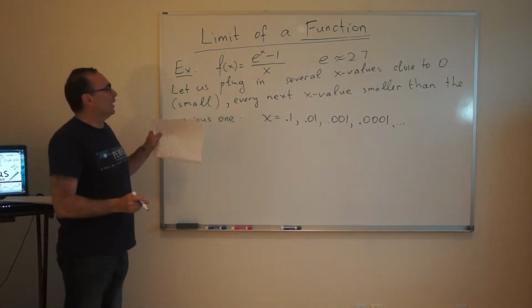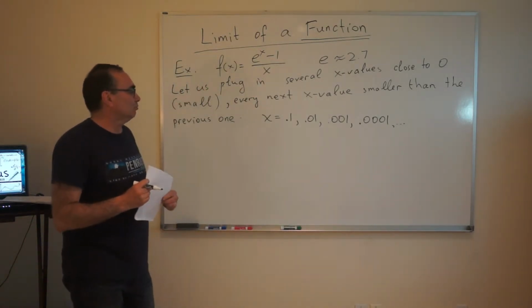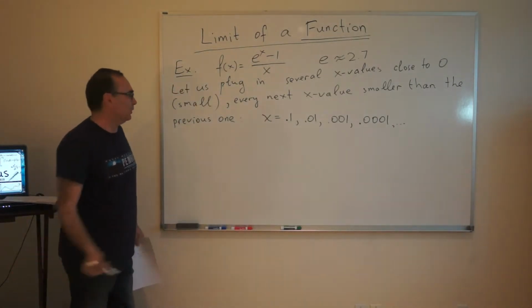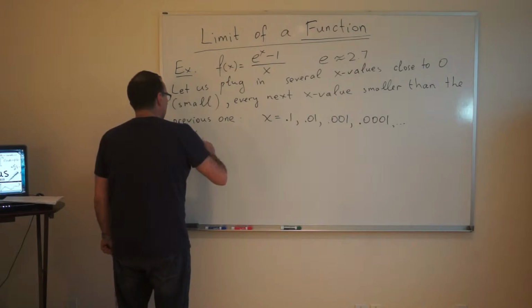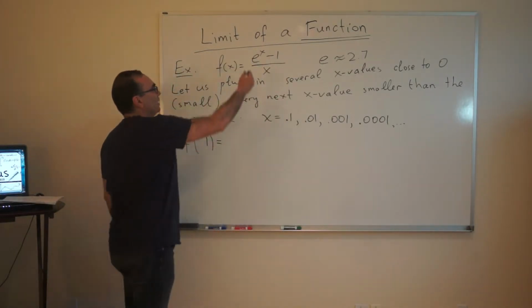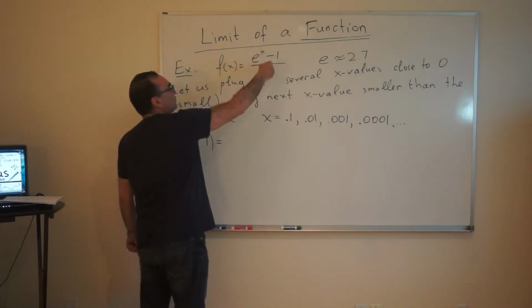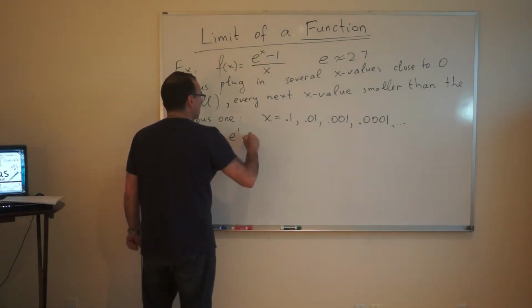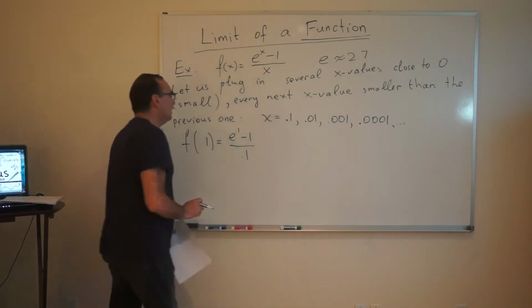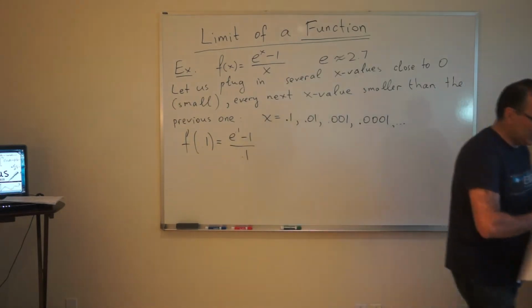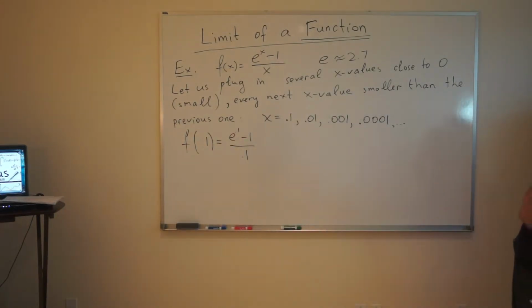And I want to plug them all into this function. For example, to plug in x equals 0.1, 1/10, we end up with f of 0.1 equals, and then of course I will replace x with 0.1 everywhere. We have two instances of x, we replace them both with 0.1. So e to the power 0.1 minus 1 over 0.1. And of course we need a calculator to calculate that. I will use my calculator TI-84.